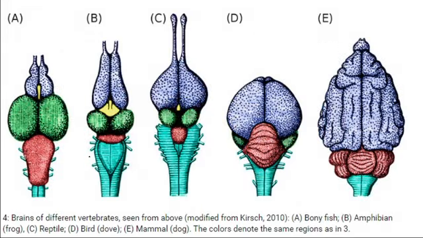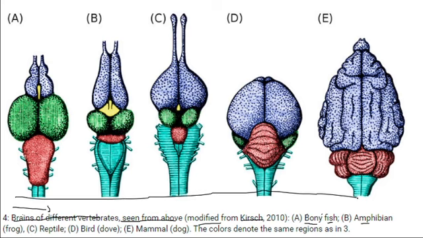So this is the evolution sequence of the brain in some living organisms. We have brains of different vertebrates seen from above, modified from the catch. We have bony fish, amphibians, which is frog. We know the evolution trend in the vertebrates from fish to amphibians, from amphibians to reptile, from reptile to ape, from ape to mammal. So this is the evolution of their brain. There is evolution in their heart structure as well. There is evolution in their brain structure.